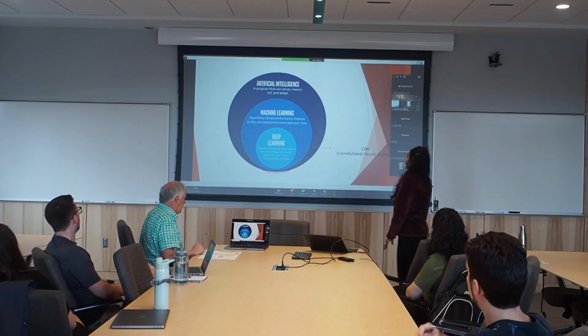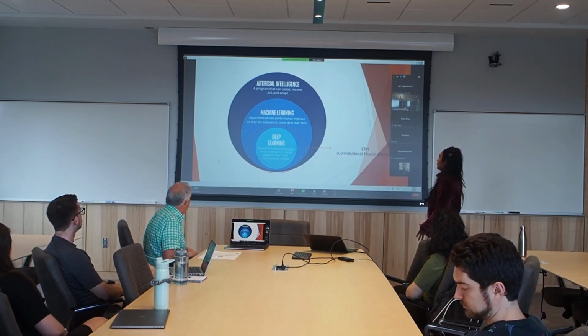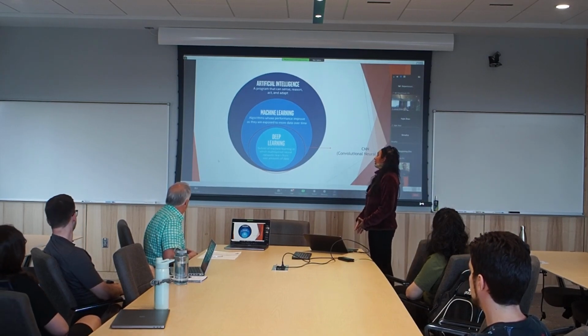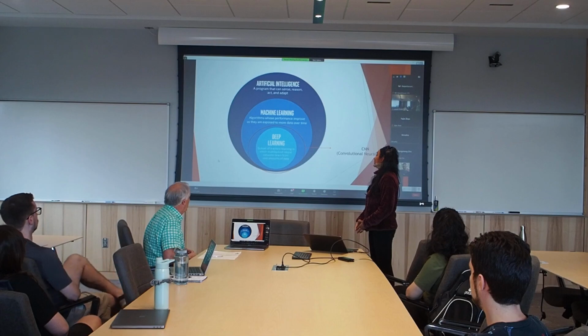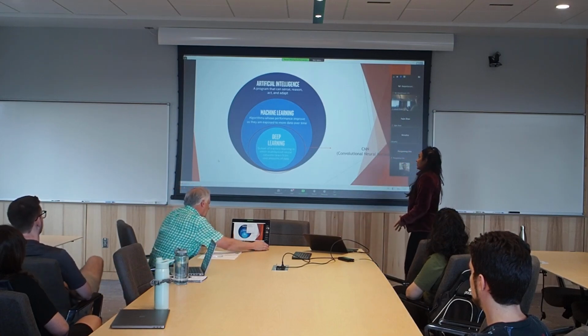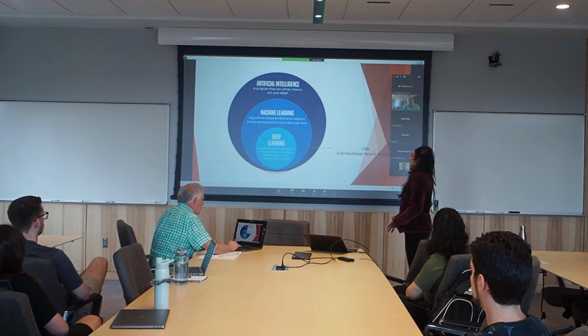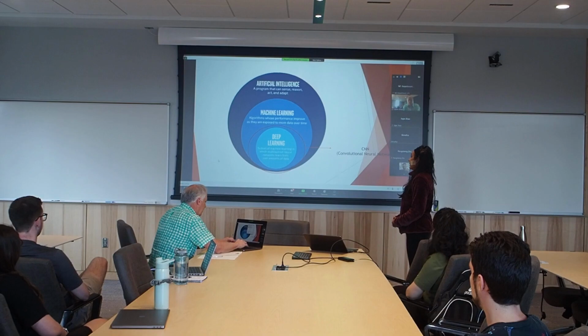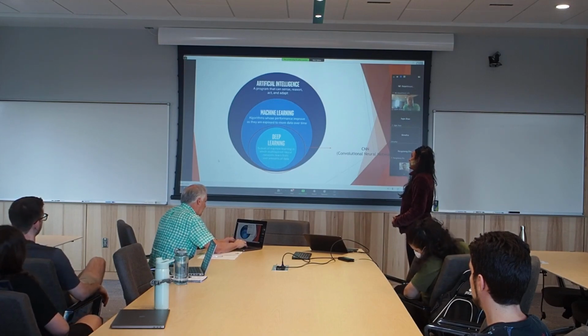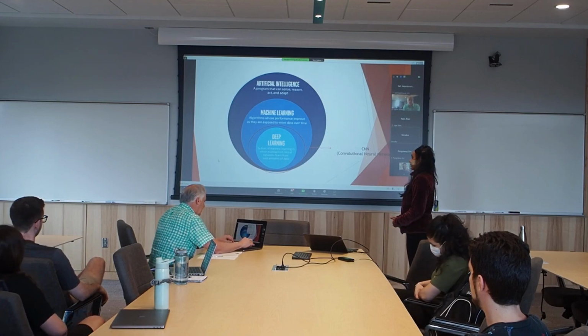So let us try to understand what artificial intelligence is. Artificial intelligence is basically a computer program that can sense, reason, act, and adapt. It's more automated. Under artificial intelligence is something called machine learning. Machine learning consists of various algorithms whose performance improves as they are exposed to more data.